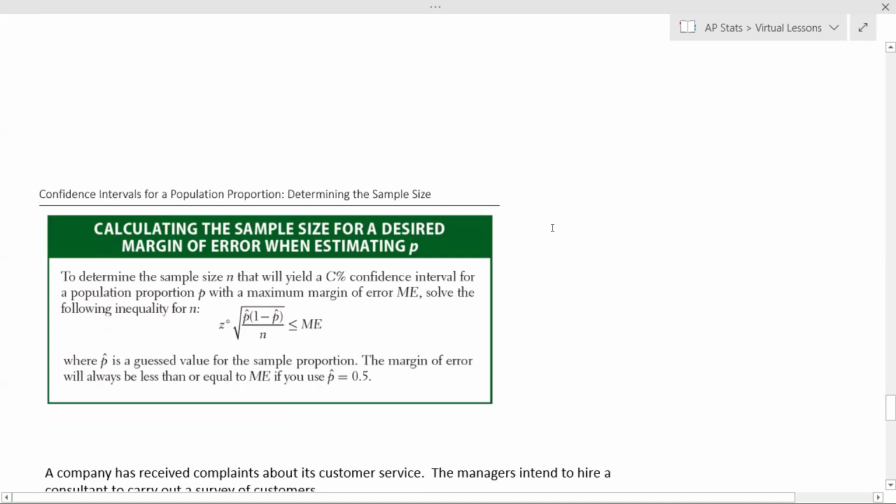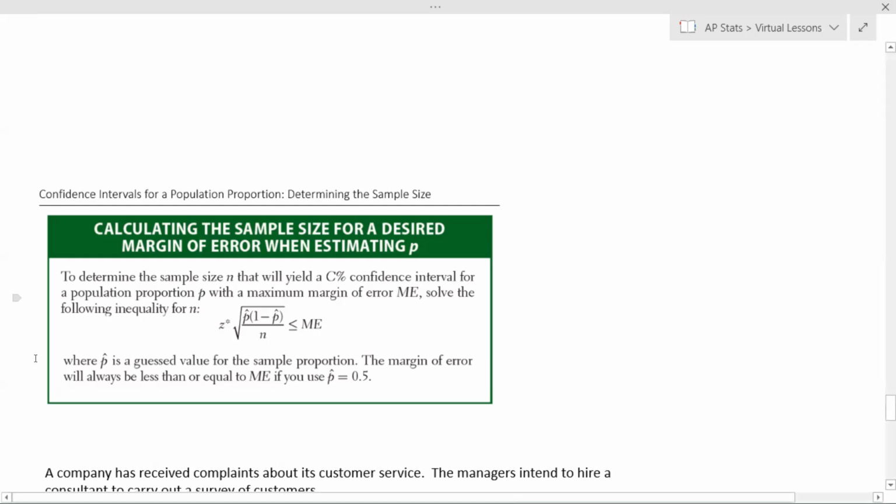So, in calculating the sample size for a desired margin of error when estimating the population proportion, to determine the sample size n that will yield a C% confidence interval for population proportion p with maximum margin of error ME, solve the following inequality. You take your z star critical value based on your confidence level times the standard error, and that has to be less than or equal to your desired margin of error.